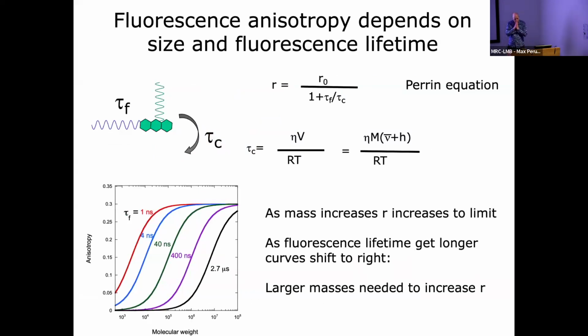Right. So what fluorophore do you actually choose to do polarization? Well, it depends upon the mass you've got. Polarization will depend upon the lifetime of the fluorophore against the tumbling rate as well. So the Perrin equation at the top shows that.